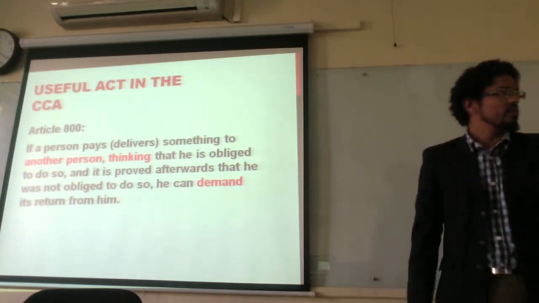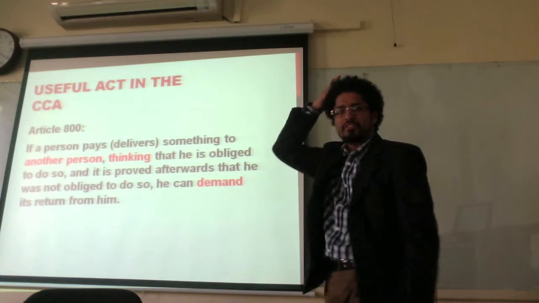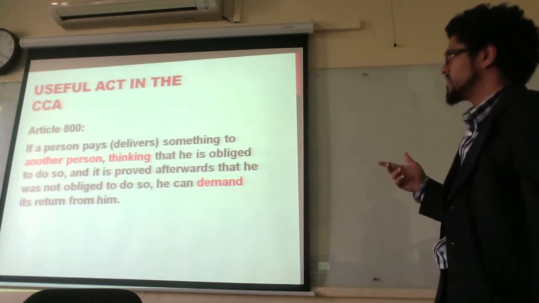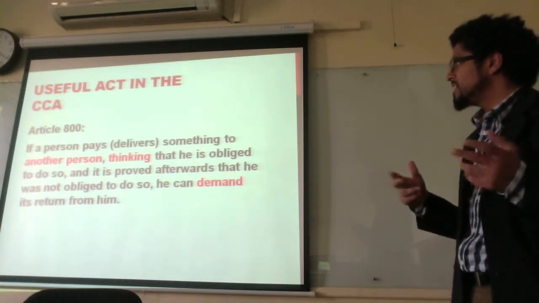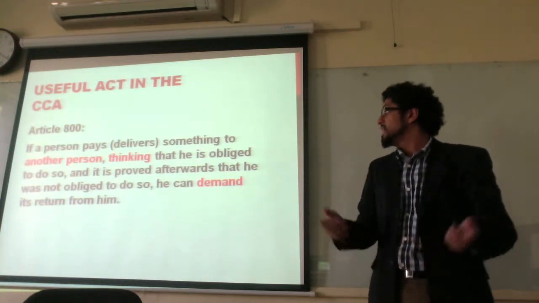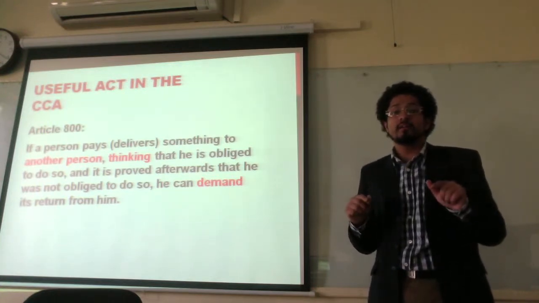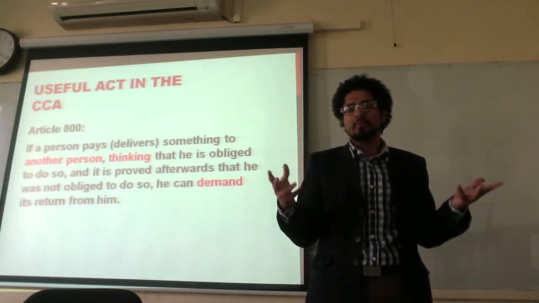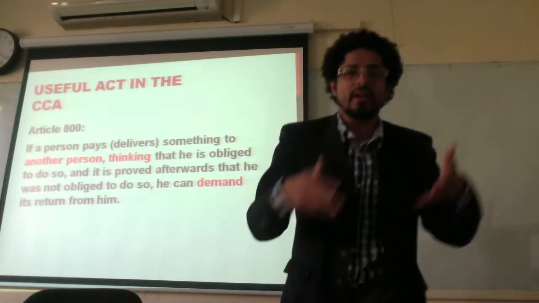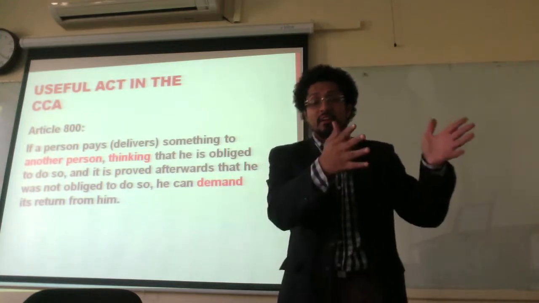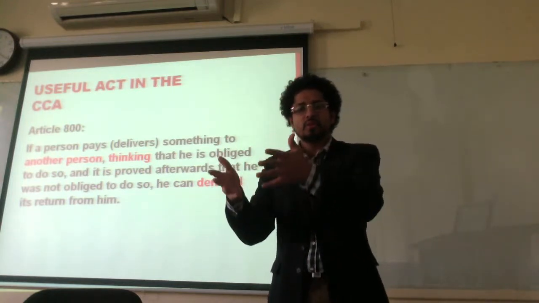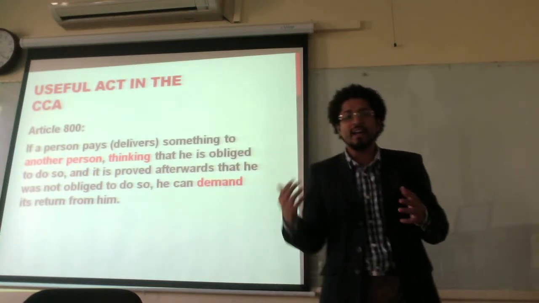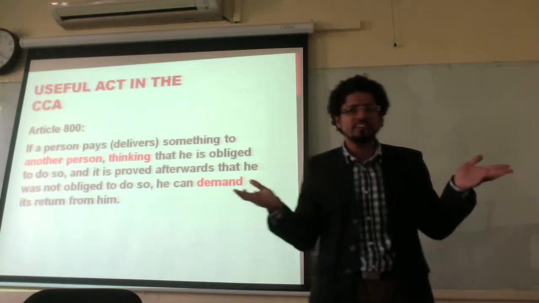And so, here's Article 800, and I'll read it for you, just for the sake of simplicity. If a person pays or delivers something to another person, thinking that he was obliged to do so, and it is proved afterwards that he was not obliged to do so, he can demand its return. And so, what it's saying is very simply that a person got something, but they didn't deserve it, because let's just say I had a contract with Kalimullah, but I ended up giving all the money to Ghazia instead. And then I realized, oh shoot, I mixed the two up. I can ask Ghazia for the money back so that I can then give it to Kalimullah. And that just seems fair.